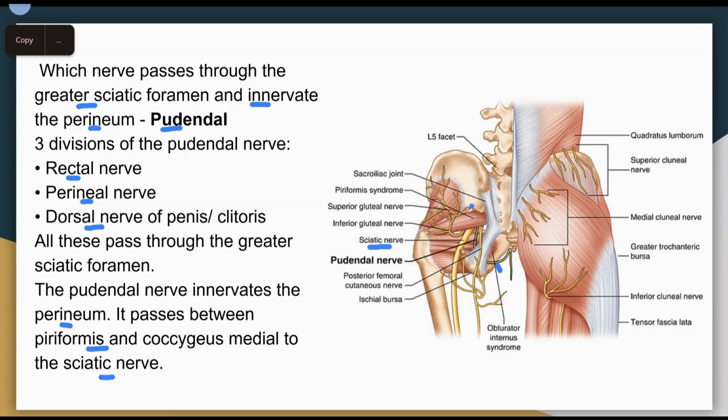This area in which the piriformis muscle is present encompasses the greater sciatic foramen, and through this is the passage of the pudendal nerve. There is also one point: the pudendal nerve passes not only through the greater sciatic foramen, but it also passes through the lesser sciatic foramen. So it has two things which are very important.